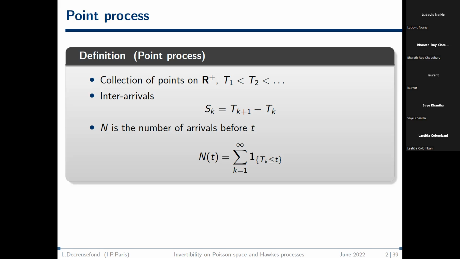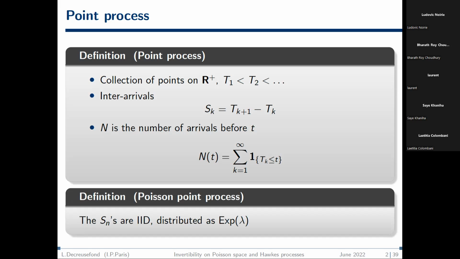So if we start at the beginning, what is a point process? A point process is a sequence of points on R+, which are ordered. T1 is strictly less than T2, and so on and so forth. And we have the interarrivals, which is the gap between tk plus 1 and tk. And the number N_t is the number of arrivals before time t. That means the number of k such that tk is less than t. Standard stuff. And a Poisson point process is when the interarrivals are IID and distributed as an exponential of parameter lambda.